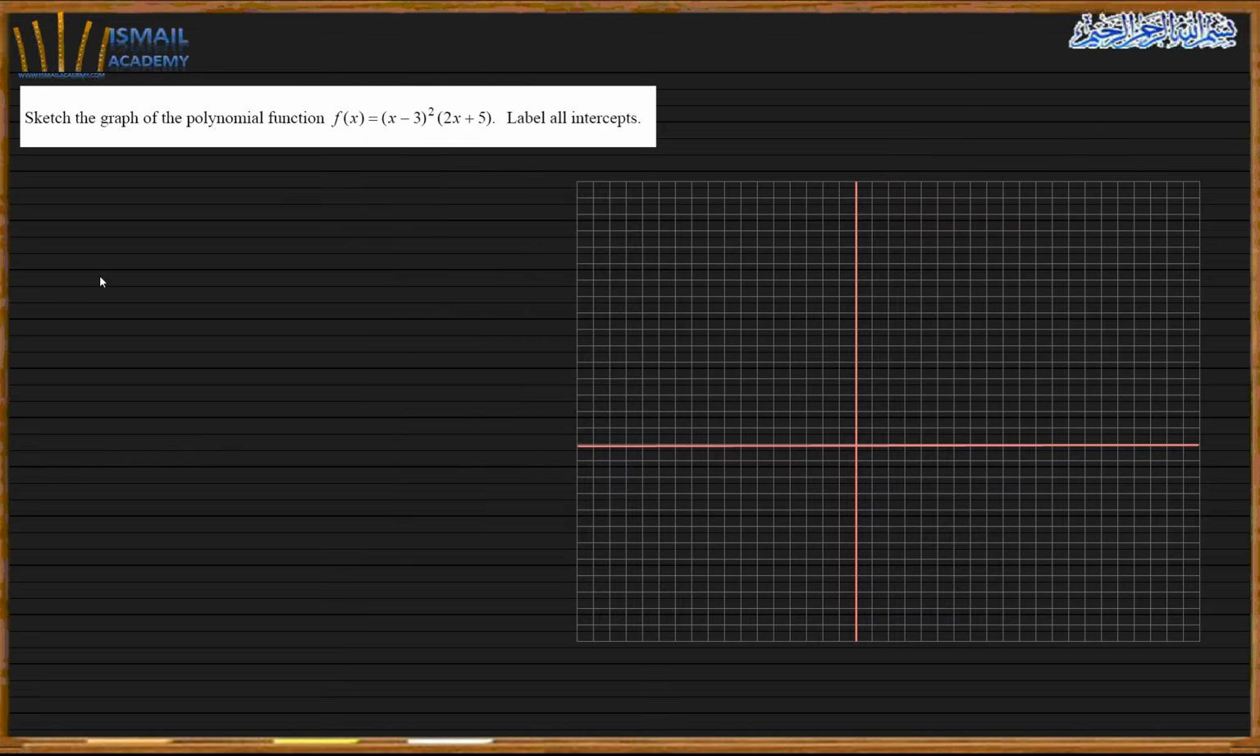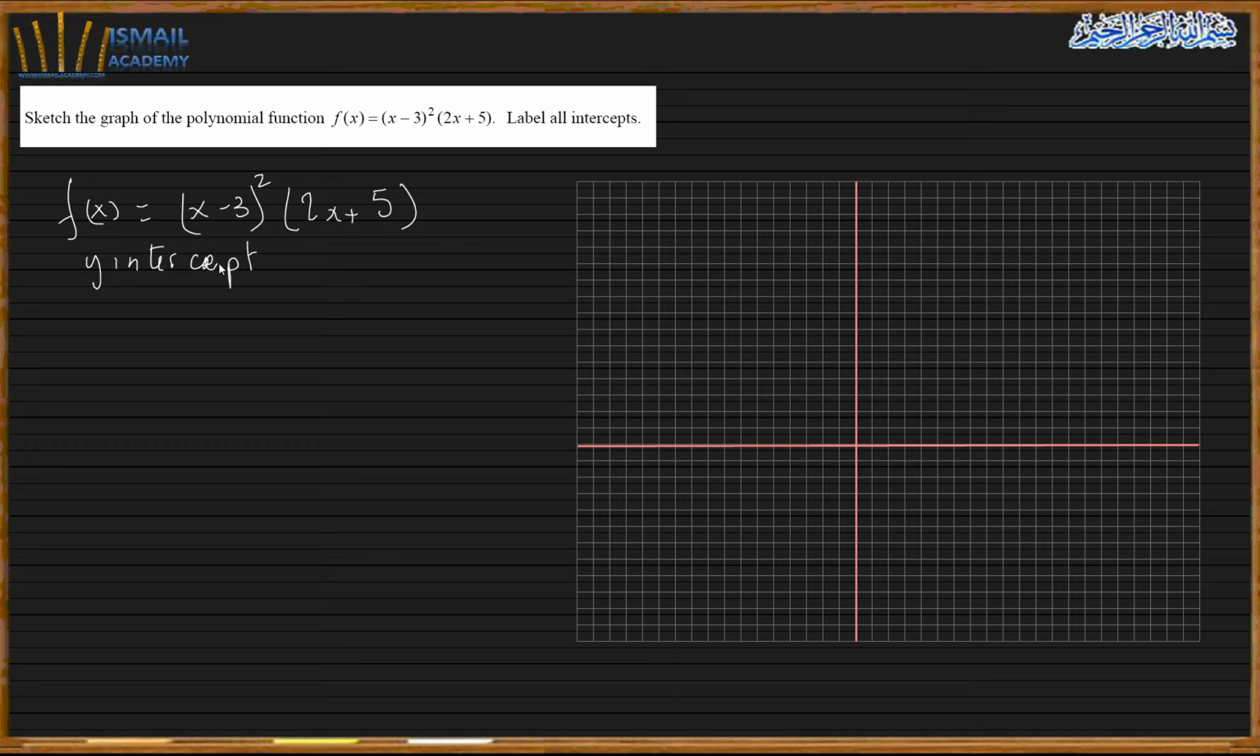Next question. Here they ask me to sketch the graph of this function. So we have f(x) = (x − 3)² (2x + 5). The first thing when they ask you to graph a function is to find the y-intercept and the x-intercept. First, try to locate those. So here I'm going to find the y-intercept.